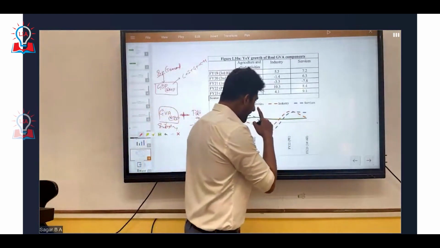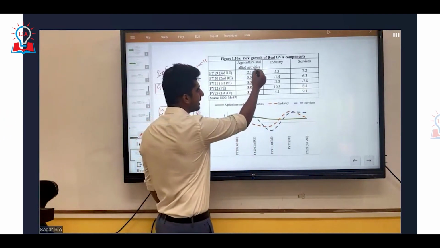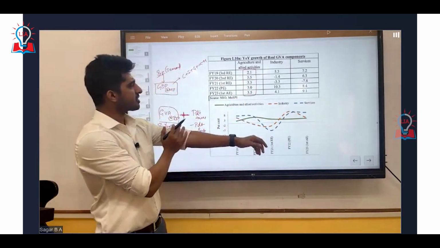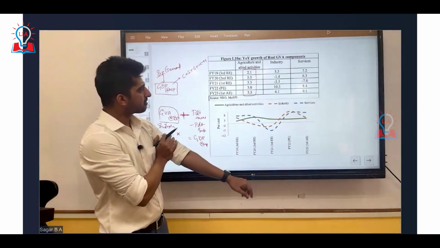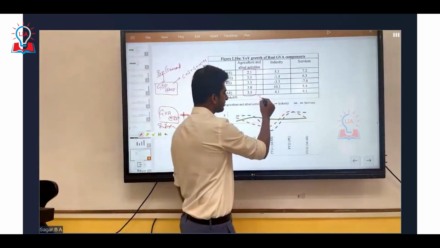So, when we look at it, how is the growth rate for agriculture? It has remained positive. Average, it comes around 3.5. Yes, somewhere around 3.5 average.